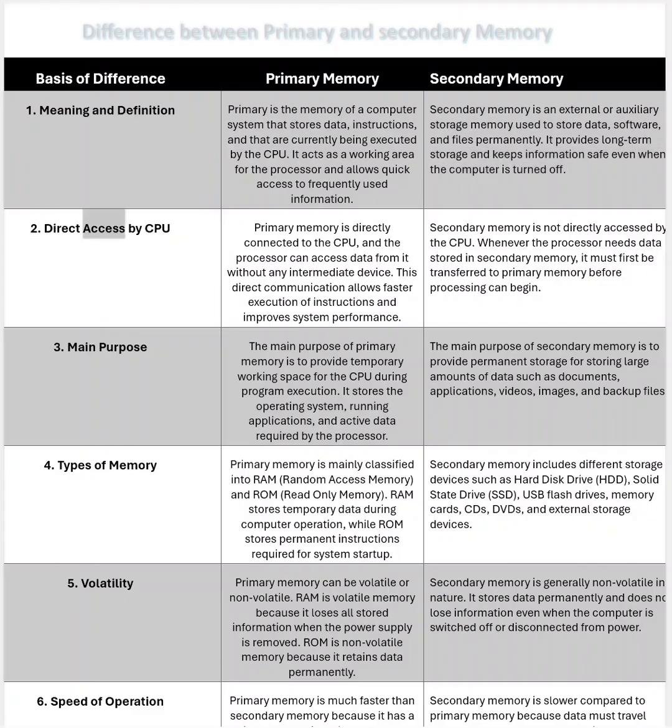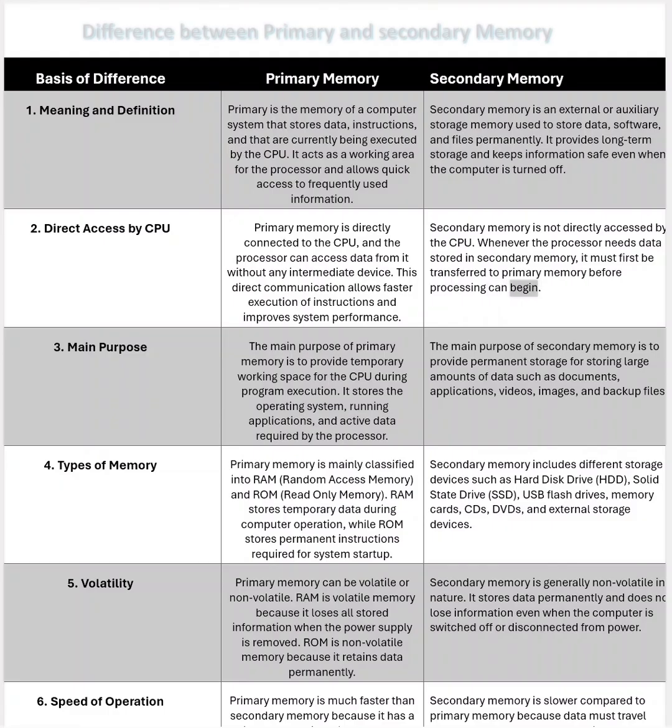2. Direct access by CPU. Primary memory is directly connected to the CPU, and the processor can access data from it without any intermediate device. This direct communication allows faster execution of instructions and improves system performance. Secondary memory is not directly accessed by the CPU. Whenever the processor needs data stored in secondary memory, it must first be transferred to primary memory before processing can begin.